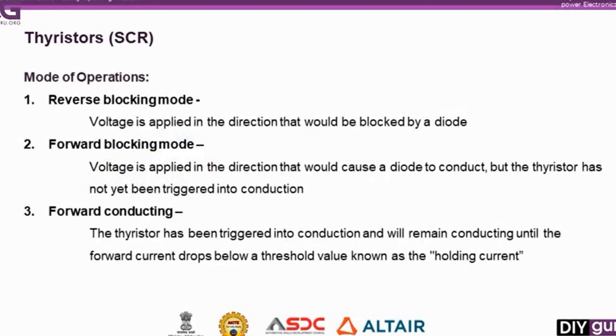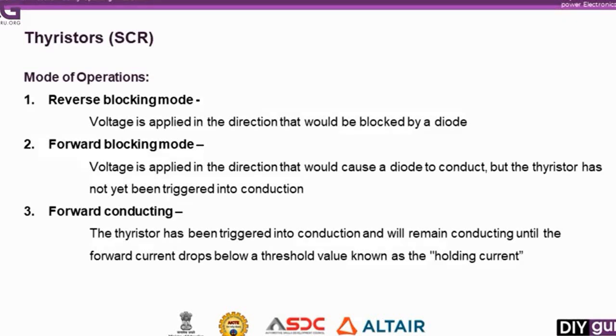Now let's look at some modes of operation of SCR. First is the reverse blocking mode. Here voltage is applied in such a direction that it will be blocked by a diode. So here the SCR basically will act like a diode. Now the second mode is the forward blocking mode.